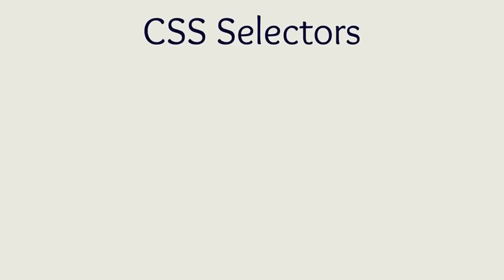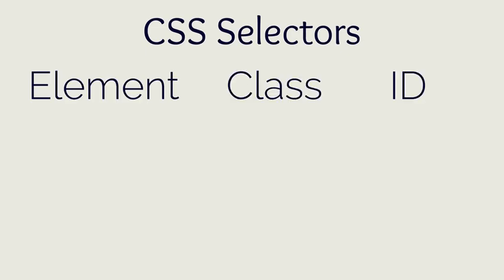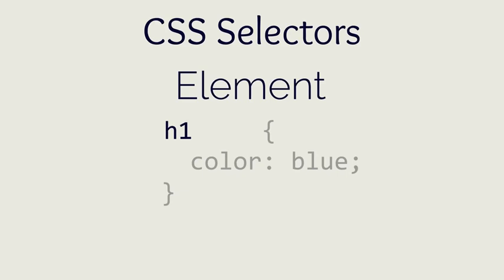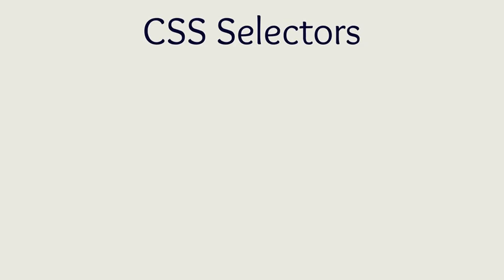Now that we have the syntax out of the way, let's focus on the various selectors. CSS contains many different types of selectors, but the main selectors are element, class, and ID selectors. We've already seen the element selector in the previous example of turning all H1s blue. Any HTML element can be used as a selector, and the styles defined for that selector will apply to all HTML elements of that type. By far the most common and useful selector is the class selector.